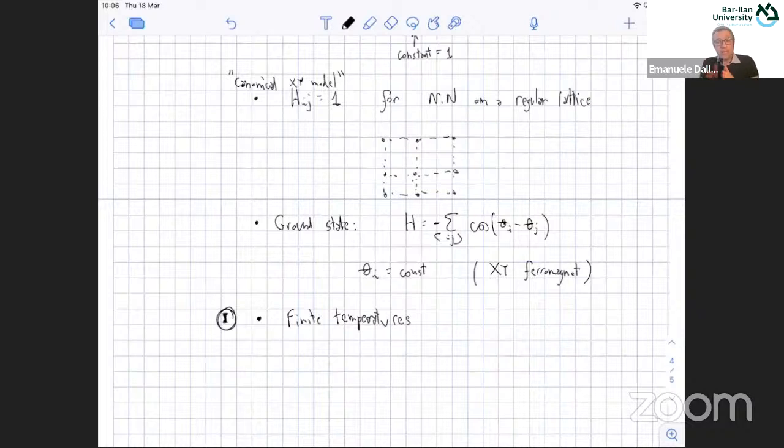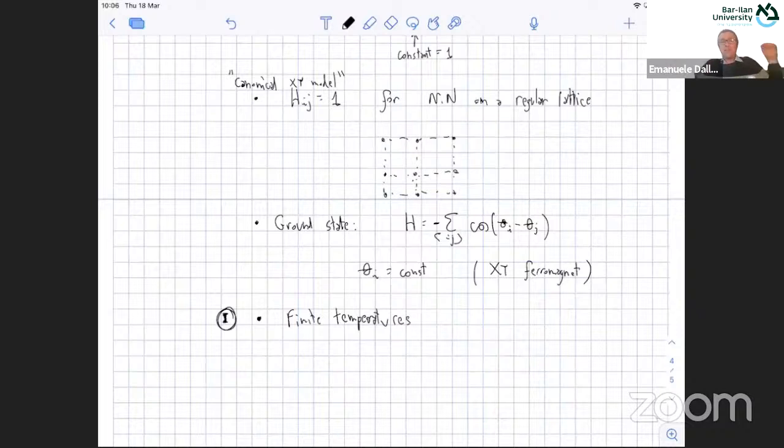Now the question is, what if I take two rotors that are far apart? So the temperature, let's say, is small. Small temperature means that there is a small phase fluctuation between neighbors. But the question is, if I take one which is on the left and one which is on the right, are they still somehow related or correlated, or is the correlation completely lost?